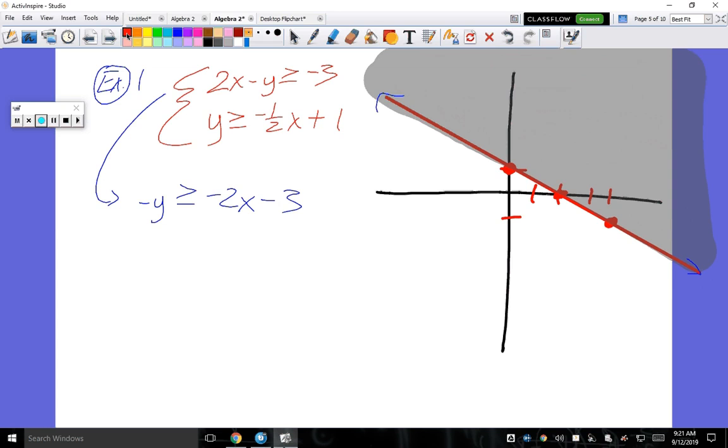Porter, from here, what do I do? What do I do to get this finally in y equals mx plus b form? Times the negative. We're going to multiply both sides by a negative 1. And we have to change the sign. If you don't remember this, please put big huge asterisks because that is a common mistake that will be tested. So y is less than or equal to a positive 2x plus 3.